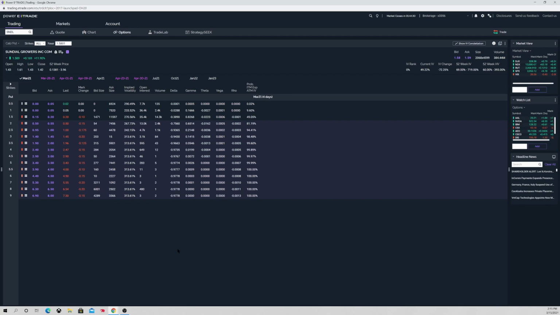Another way you can use put options is selling. What we're going to do here today is sell a cash secured put, and that's basically where you are the seller of the put option, and therefore get a premium for selling that option. And all you have to do is put up the cash to secure it.